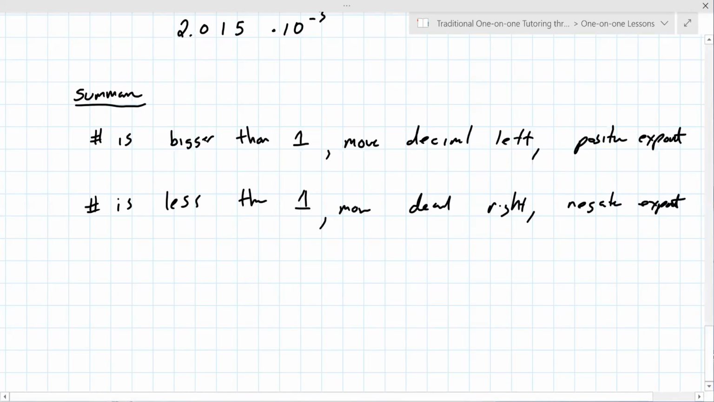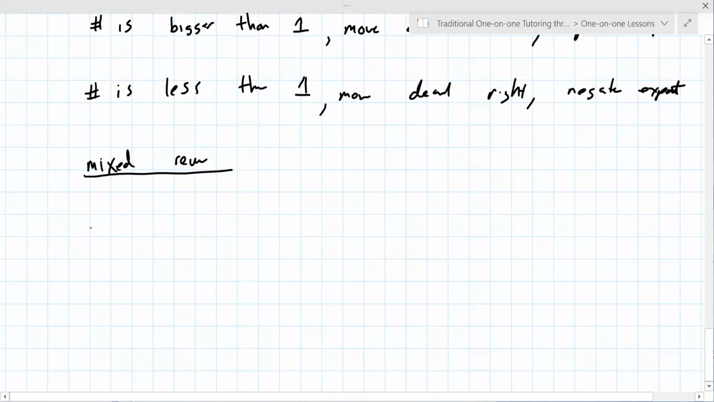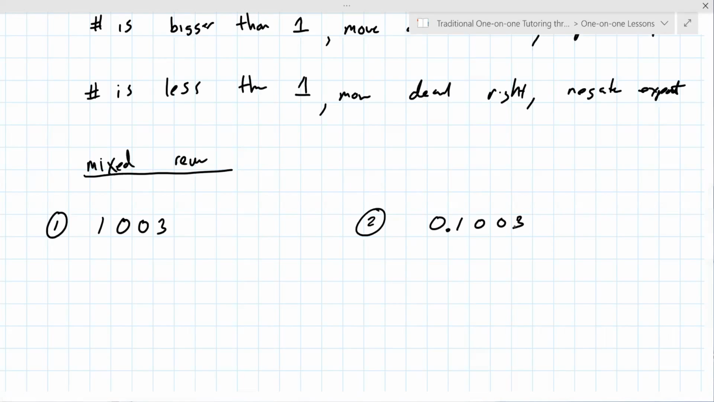Okay, so let's do a mixed review, and we're going to put a bunch of these together. So let's say I give you 1003. That's question number 1, and question number 2 is 0.1003. Okay. So see if you can do these on your own here. You can do both 1 and 2, or you can do just one, and then I can write down the correct answer if you'd like.